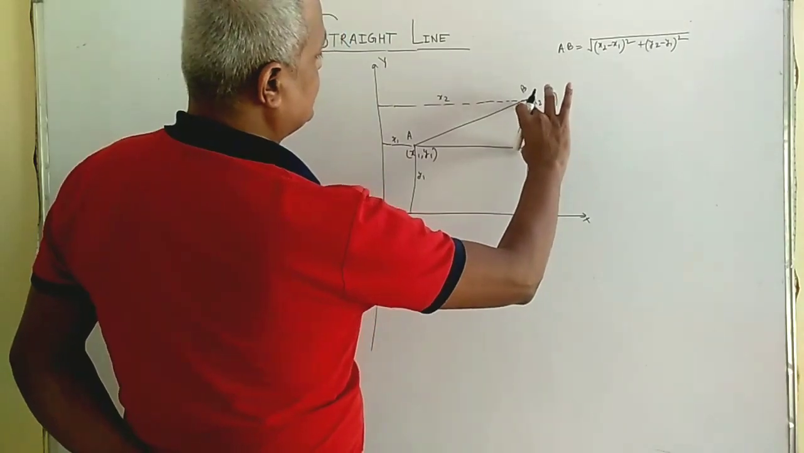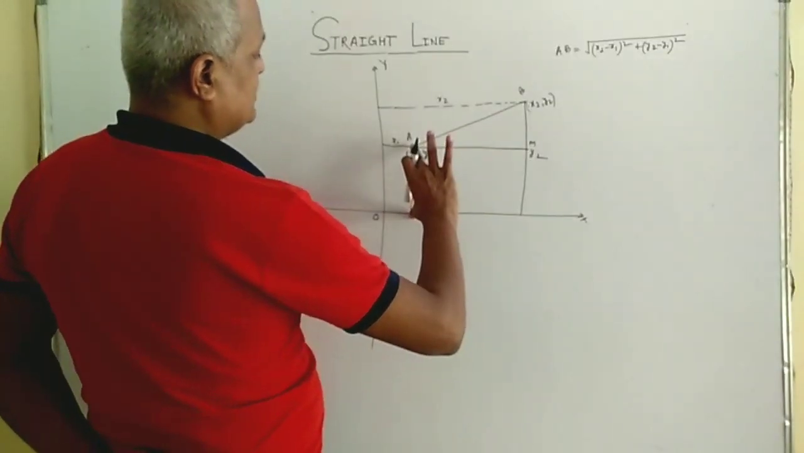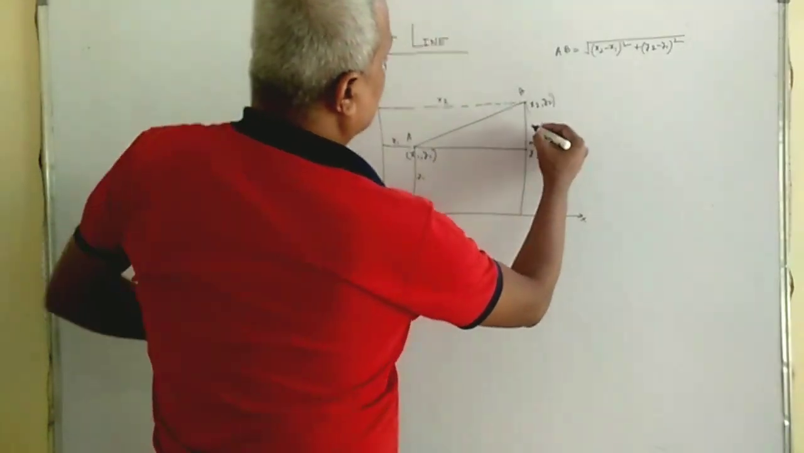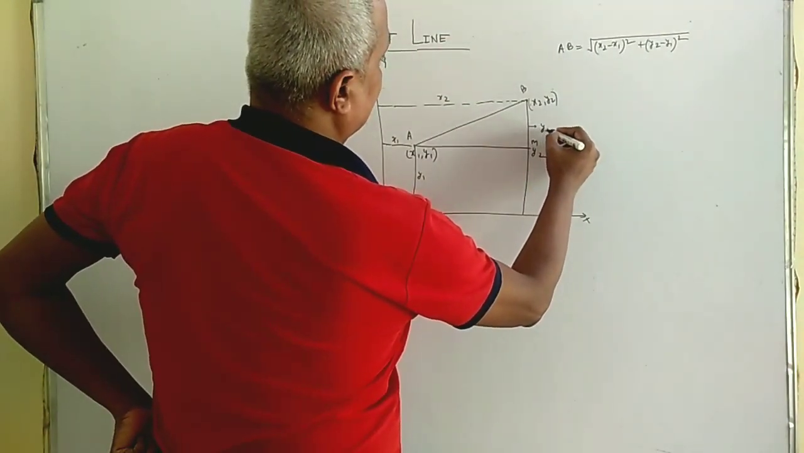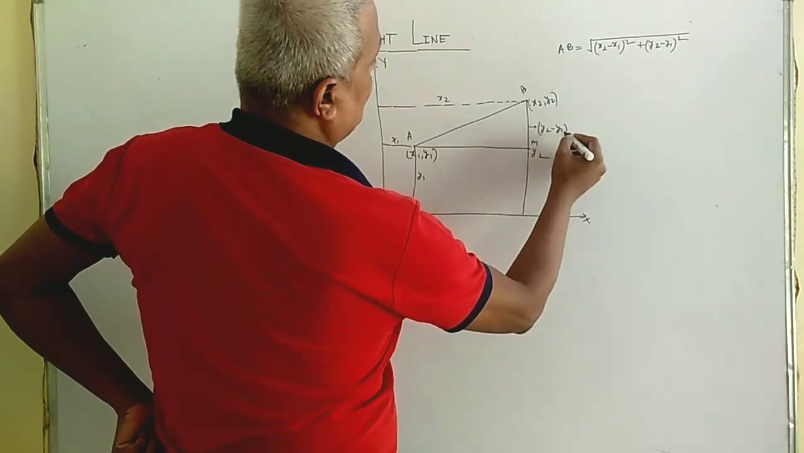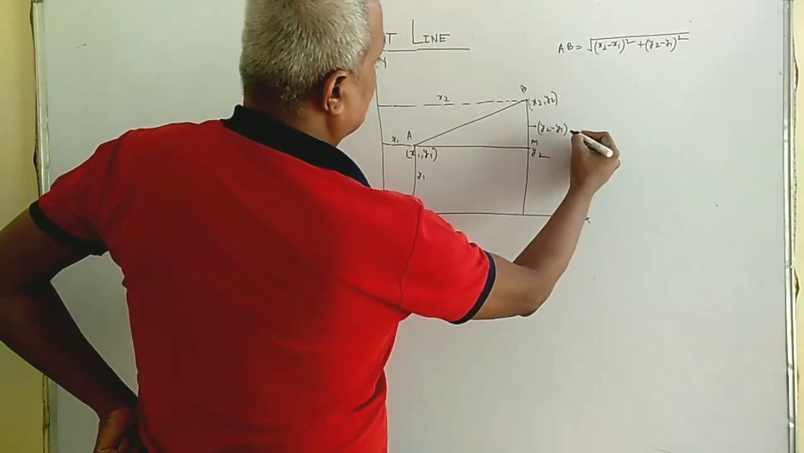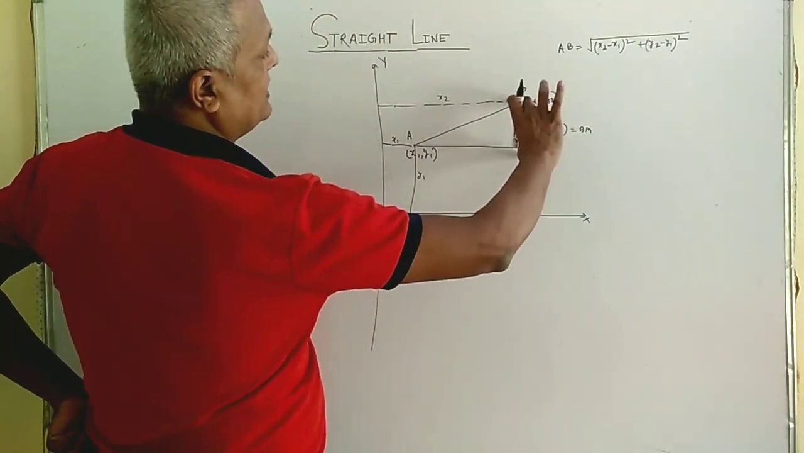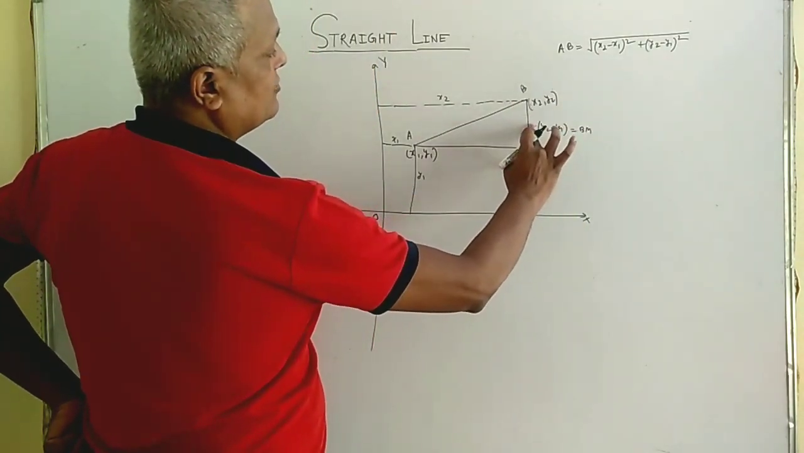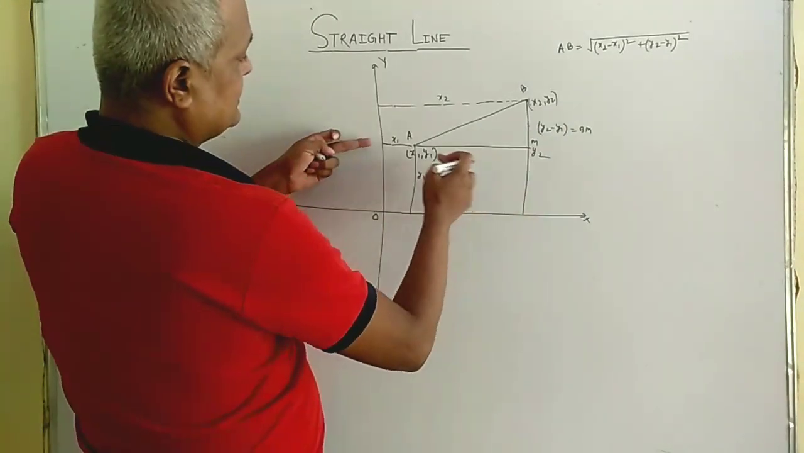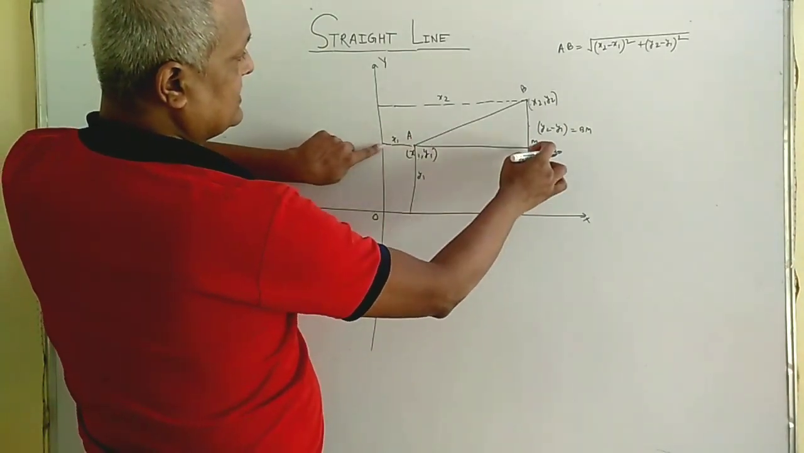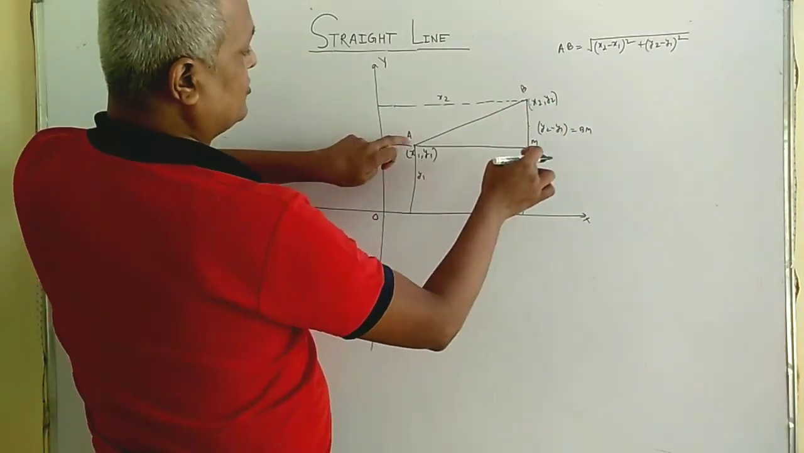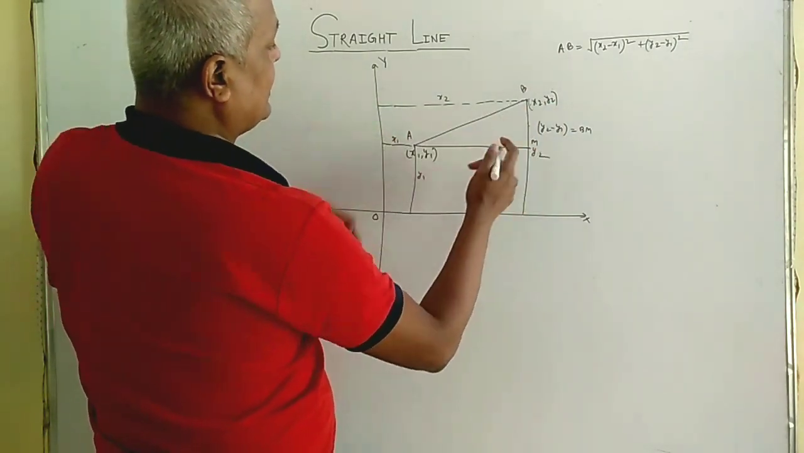Now you see this is y1 and this is y2. So this part will become y2 minus y1. So BM is y2 minus y1, and this distance is x1, and this distance from here to here is x2. This is x2, this is x1. So what is this distance? x2 minus x1.